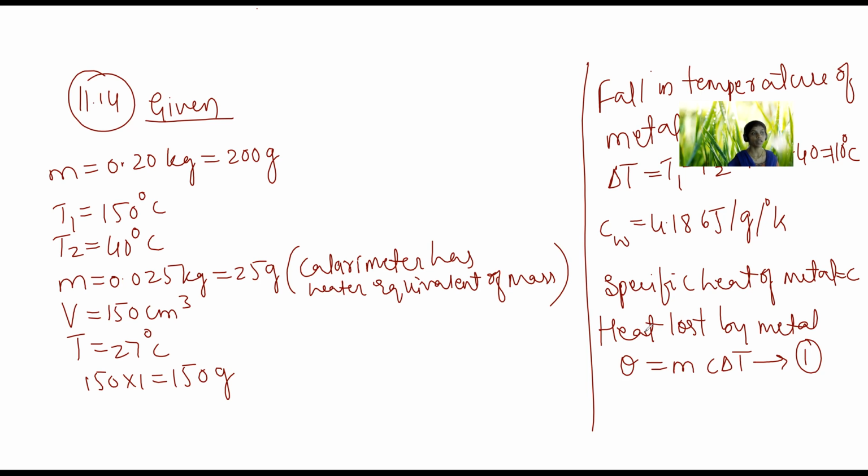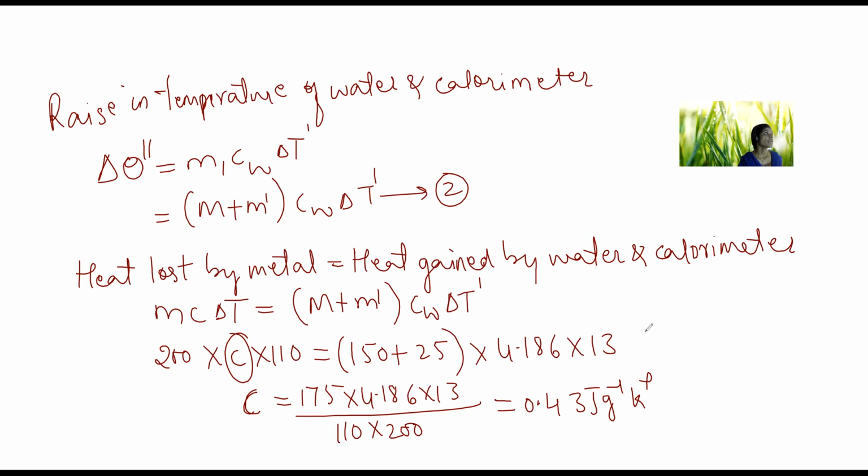So heat lost by the metal, a specific heat of metal, and let us consider C. Heat lost by the metal is calculated by using formula theta is equal to m into specific heat into delta T. Let us consider that one as equation 1. Next, rise in temperature of water and calorimeter is calculated by using formula delta T double dash is equal to m1 specific heat of water into change in temperature dash. So then let us consider equation 2.